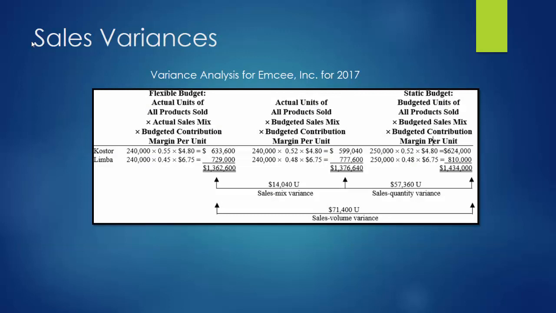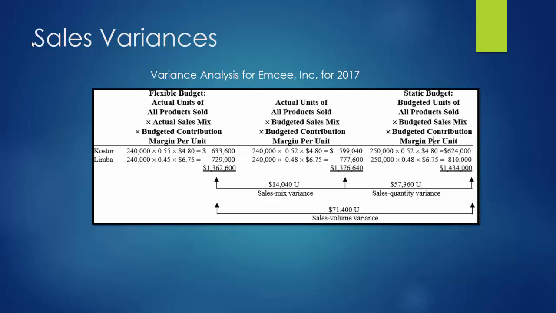Well, here we can see that our sales volume variance can be broken down into two things: our sales quantity variance and our sales mix variance. So we had a $71,400 sales volume variance, which was unfavorable. Why is that? It's because we sold fewer units. But we can break that down further. $57,360 of it, our sales quantity variance, can be attributed purely to the fact that we sold fewer units, while $14,040 can be attributed to the fact that our sales mix was not as good as we thought it was going to be. What do I mean by that?